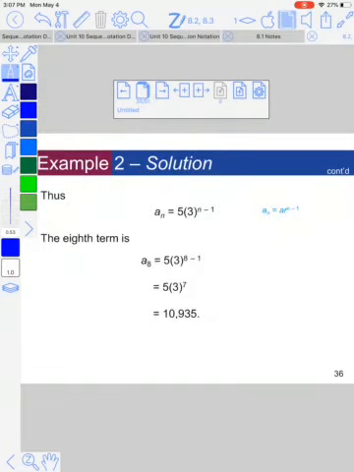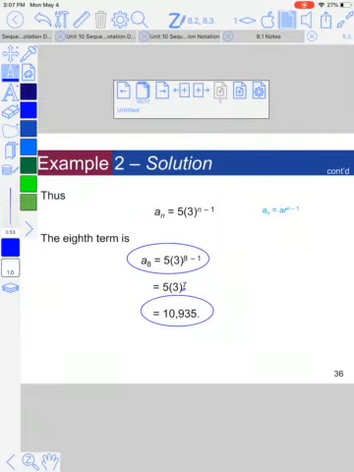Oh, they wanted the 8th term. Well, then we would use our equation to find that 8th term. So we just plug in 8. We get 8 minus 1, which is 7. 3 to the 7th times 5 is 10,935. Okay, that's that easy.